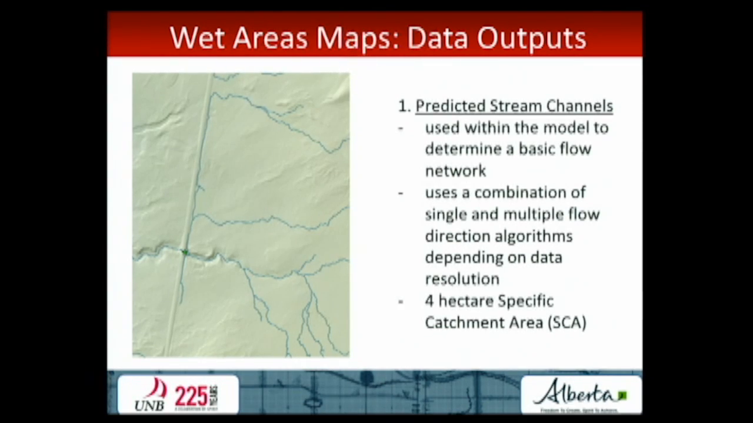One of the outputs of the wet areas mapping data set is the predicted stream channels. These are used within the model to determine the basic flow network. They use a combination of single and multiple flow direction algorithms depending on the resolution of the elevation information. For this project, we've used a 4-hectare specific catchment area as a stream channel initiation. And I'll be talking a bit more about that as we progress.